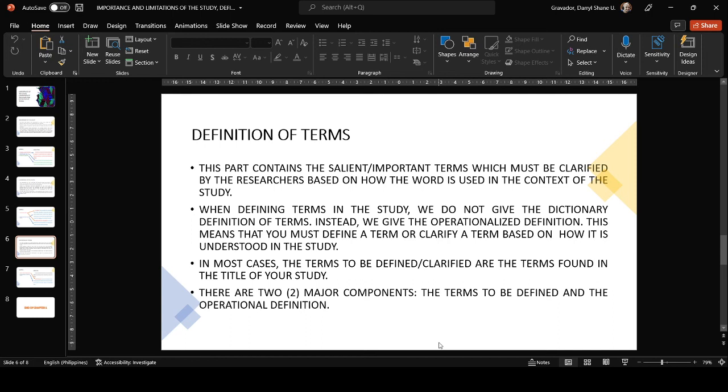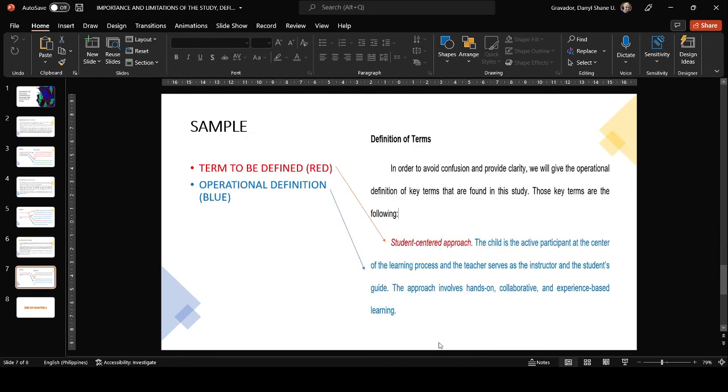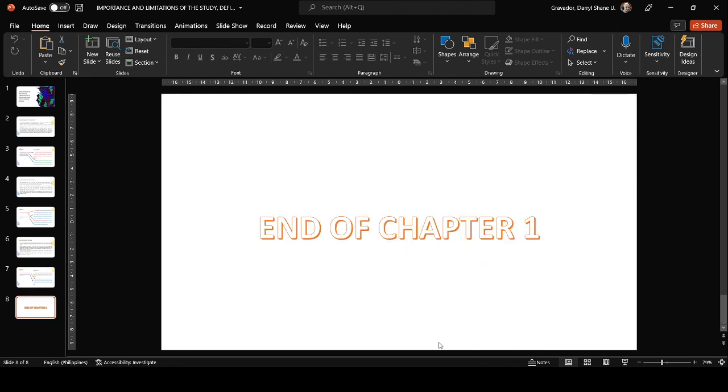So again, there are two major components: the terms to be defined and the operational definition, still expressed in different paragraphs or separate paragraphs, and they do not require a citation. So this is a sample. As you can see, the term to be defined is written in red, while the operational definition is written in blue. That being said, I believe that wraps up the components for Chapter 1.